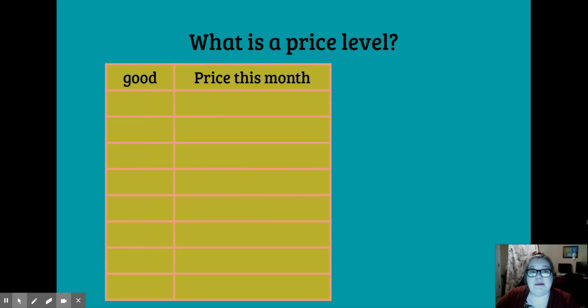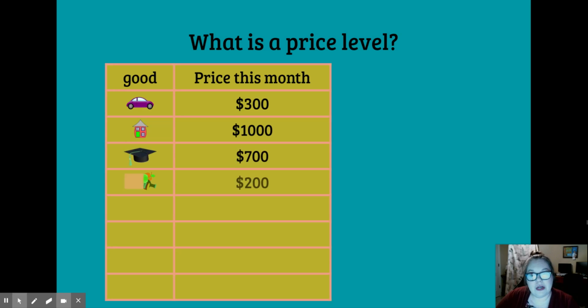Let's make a simple example of an average price level by giving a dollar value to the items in our market basket. I'm going to base the dollar values here on my own family spending. So we're a family of three, and we live in a city. Our car payment is about $300 a month. Our mortgage, which includes our home insurance, is about $1,000 a month. My student loans are about $700 a month.